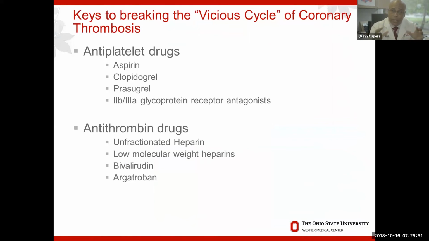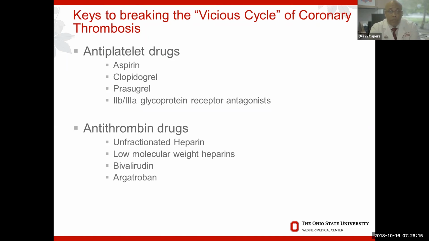But remember, no matter how that platelet gets activated, the final common pathway is that it expresses these 2B3A receptors that allows it to link to fibrin. So inhibiting those 2B3A receptors is a very potent way to inhibit platelets. And we use these often in the treatment of the acute myocardial infarction patient.